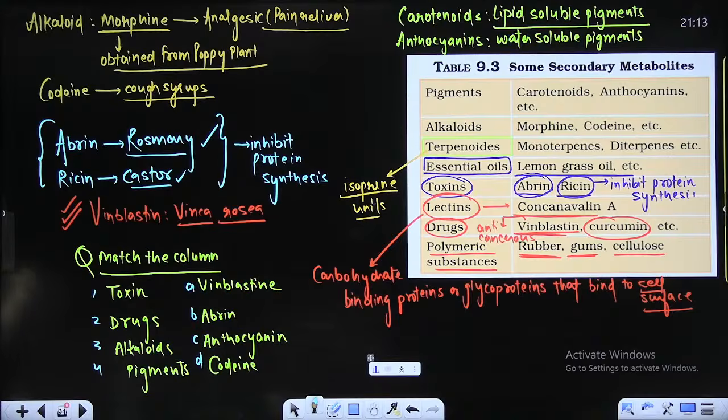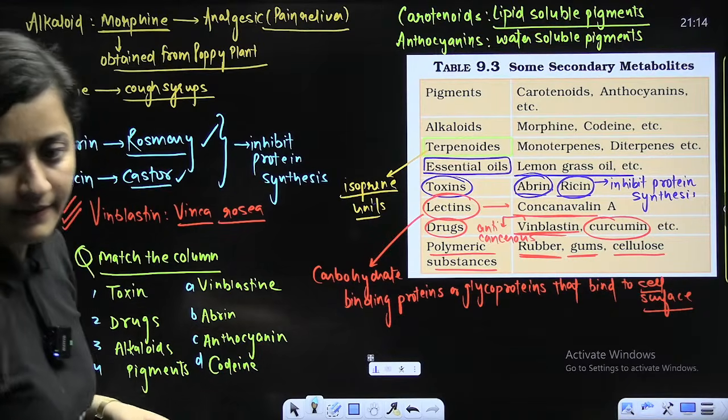Quick, students, match the column. Yes, please. I would like to see the answers in the chat.